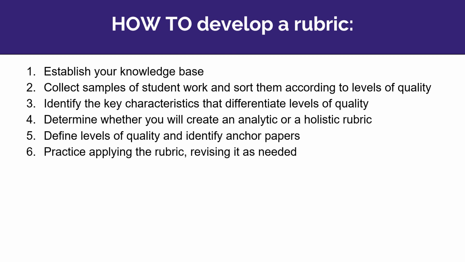Third, you must identify the key characteristics that differentiate levels of quality. This means making 3 piles of work: strong, medium, and weak work. Fourth, you must determine whether you will create an analytic or holistic rubric. You must use your information from step 3 to determine if there are any students that are in the weak areas. Fifth, you must define levels of quality and identify anchor papers.